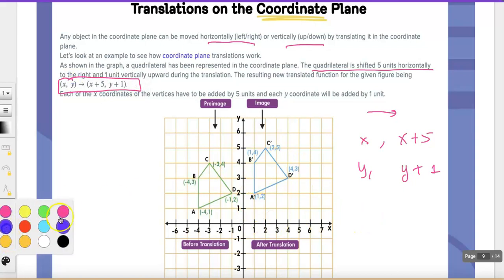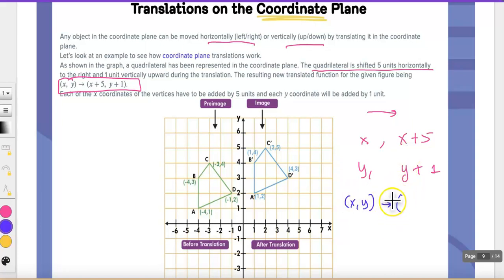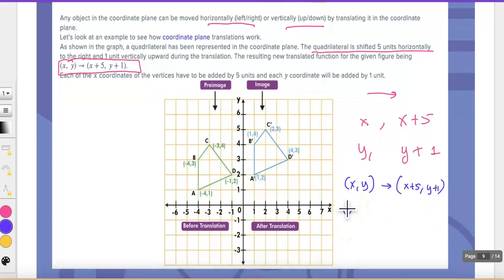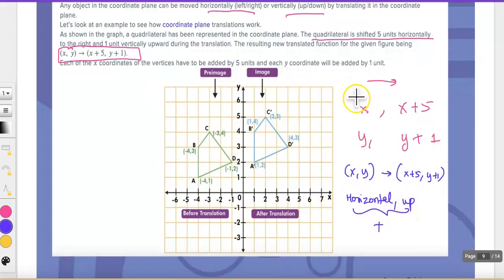So what is the takeaway from this? If we have original coordinate points x comma y, and the condition is given that you have to translate 5 units horizontally and 1 unit up, then your new coordinates will be x plus 5 and y plus 1. Alright. So if we are talking about horizontal and we are talking about up, you add. Okay, so this was going up, but if it is horizontal down, it will be something else, or left and right. Okay, so this one. Let's go to the next.